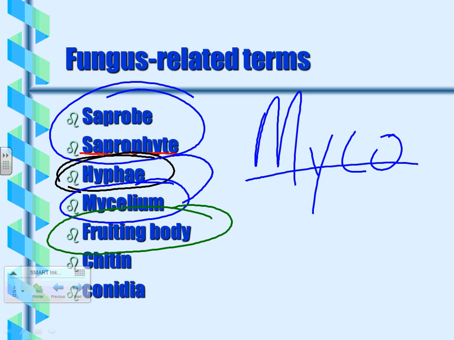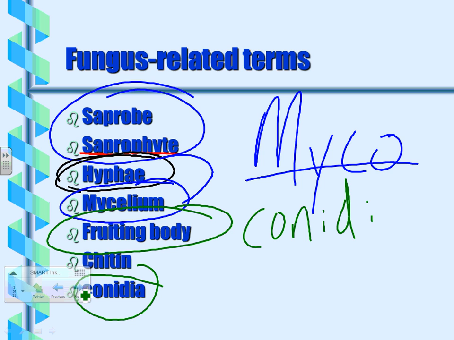Another term that'll show up occasionally in this unit is conidia. And I'm not sure you can spell it. Can read it. That's how you spell it. These are asexually produced spores. Most fungi can reproduce sexually and asexually. These are spores made through asexual means.